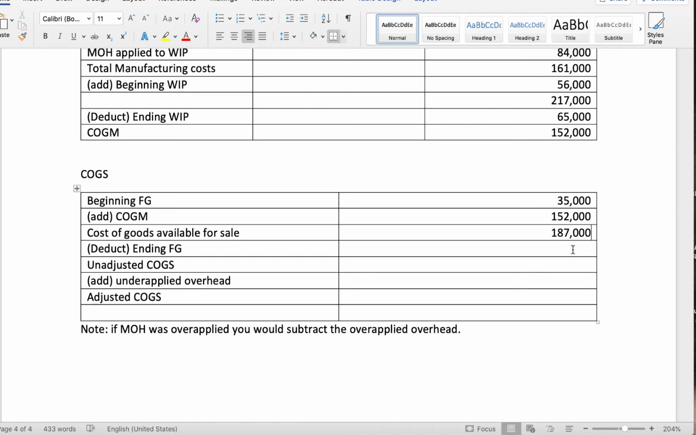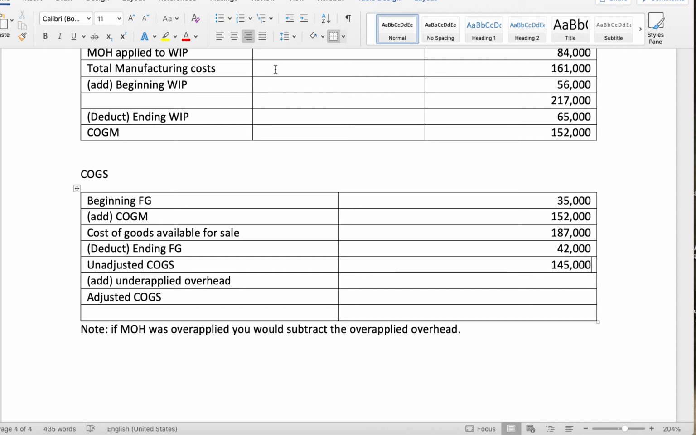Then we need to deduct the ending finished goods inventory account. That amount is given to us. That is $42,000. When I subtract costs available for sale less the ending balance of finished goods, I get $145,000. That is my unadjusted cost of goods sold.